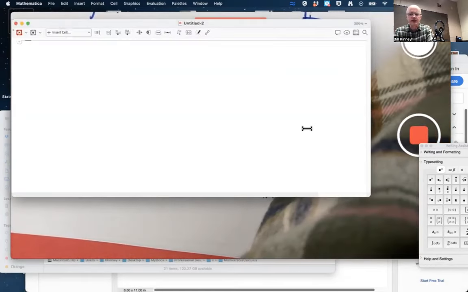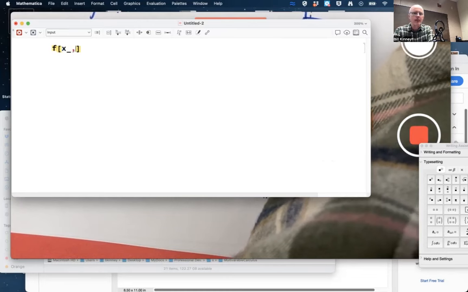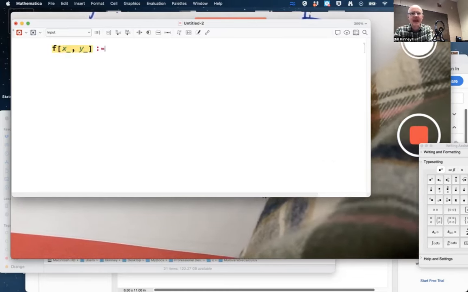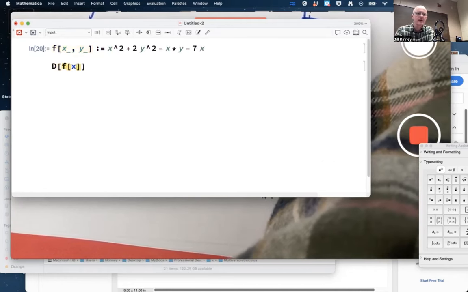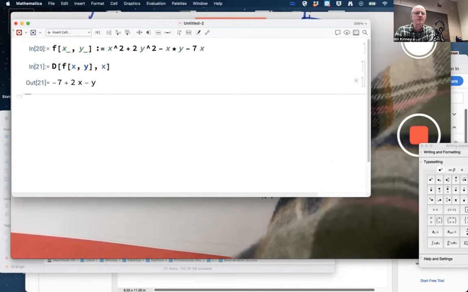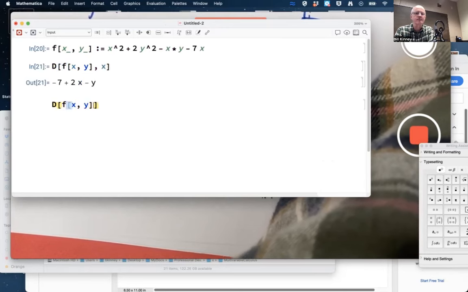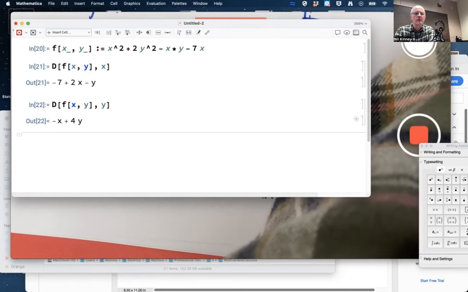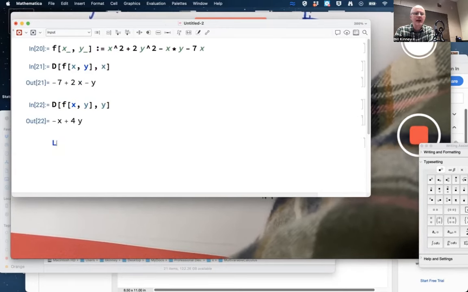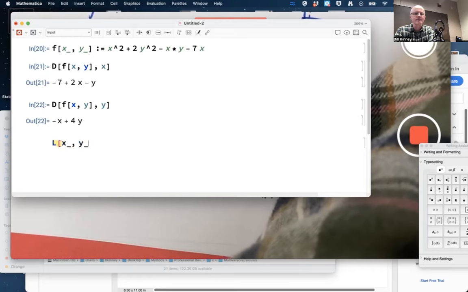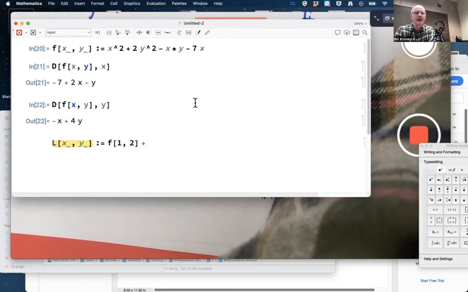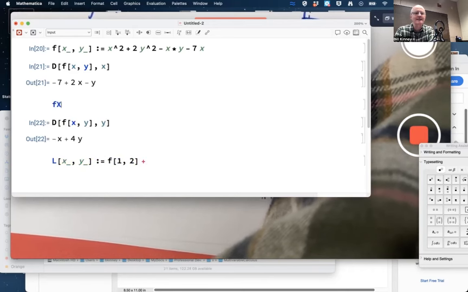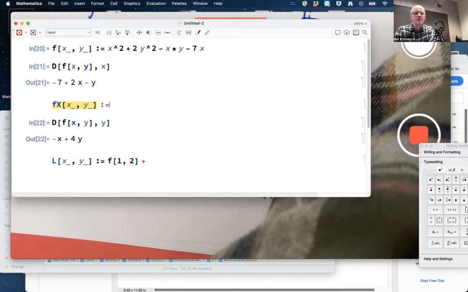Let's just double check all this stuff. So you could call that a tangent plane approximation. Here's how you could double check the derivatives if you wanted to with a capital D. You could type in the L of X function like this. F of 1, 2 plus, okay, let's call this Fx, 2x minus y minus 7.